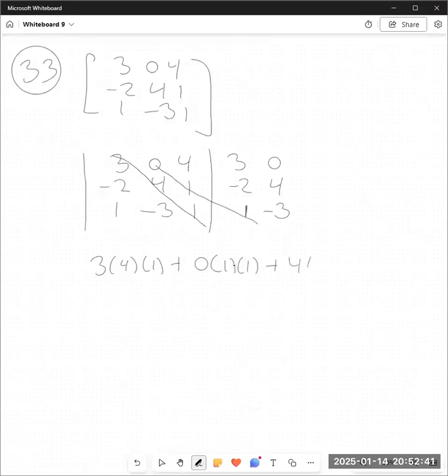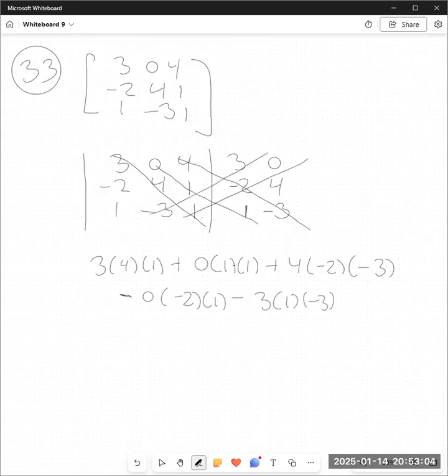4 times -2 times -3. And then I'm going to subtract when I come this way. So that's going to be 0 times -2 times 1. And then minus 3 times 1 times -3, and then minus 4 times 4 times 1. So that's a 0, and that's a 0.